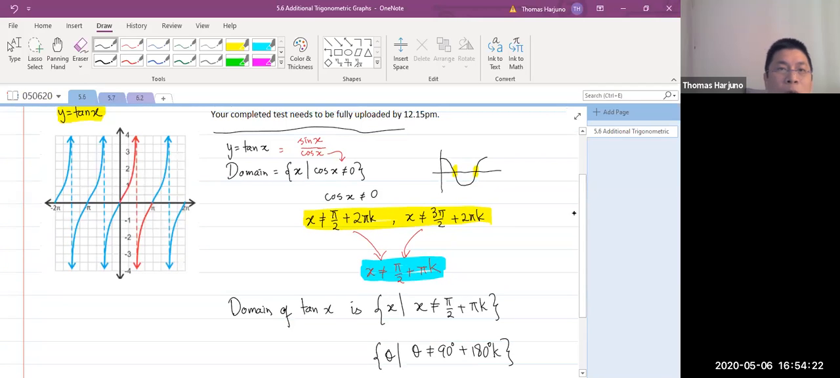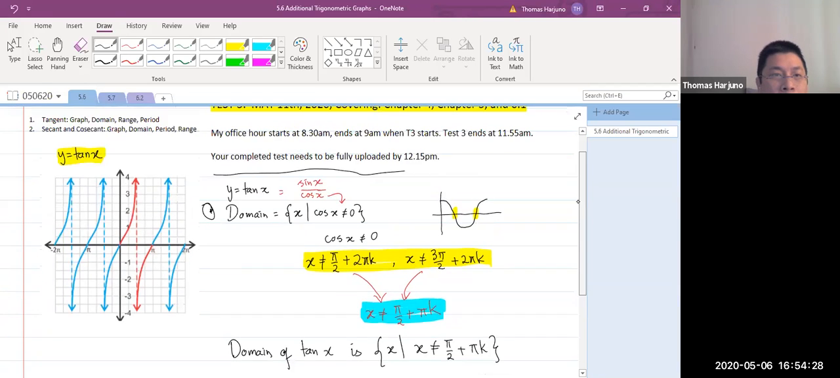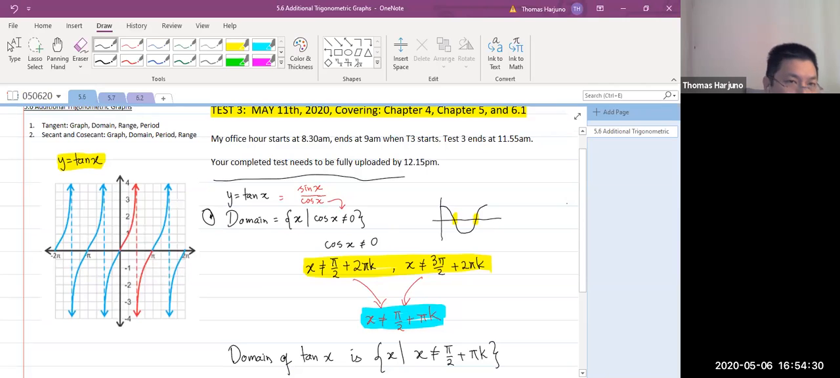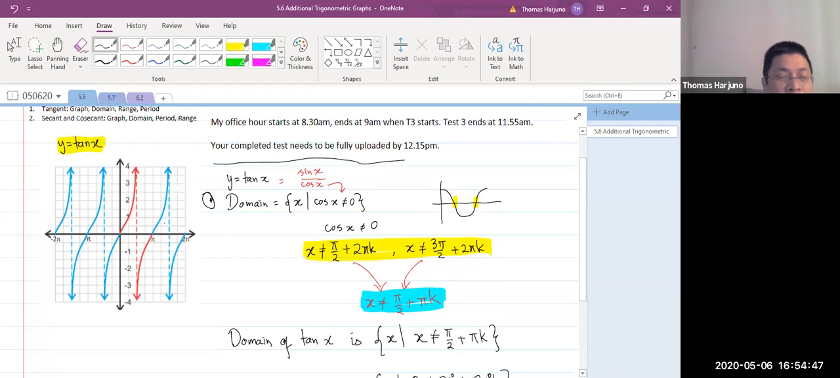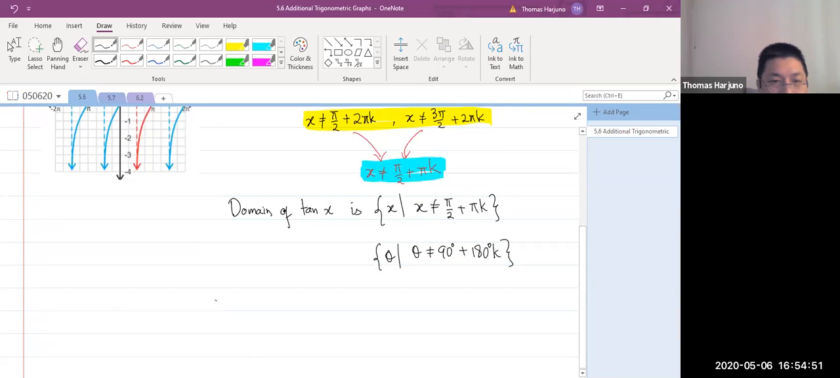Okay, now that's for the domain. Now I teach you this in more detail because we will encounter the same issue later on when we talk about cotangent, secant and cosecant. So we do it one more time later, but we get the principle. Now how about the range? From the graph that you see here, the range is all real numbers from negative infinity to infinity.